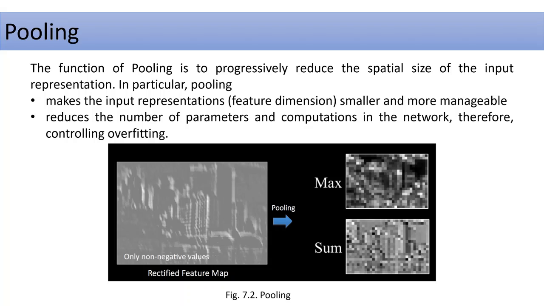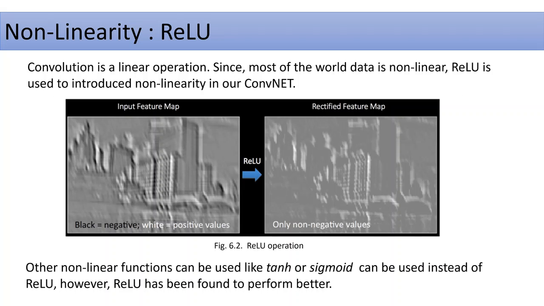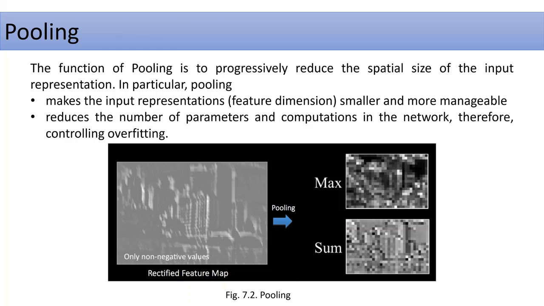Now, what are the basic advantages of pooling? It makes the input representation smaller and it reduces the number of computations that are required. From the rectified feature map we found in the previous non-linearity function, which is the only non-negative map, we do pooling and we get a max pooling and a sum pooling graph.